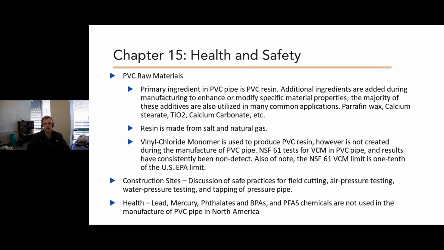And then other health sections have been added, such as on common chemicals that people are concerned with in the water industry that are not used in the manufacture of PVC. So some common ones are lead, mercury, phthalates, and BPAs, and then PFAS obviously being a big topic in today's world. None of these chemicals are actually used in the manufacture of PVC pipe in North America. These are common questions we get from people who are concerned, and we wanted to explicitly state what material actually goes into the pipe. These materials aren't used in North America for pipe manufacture.